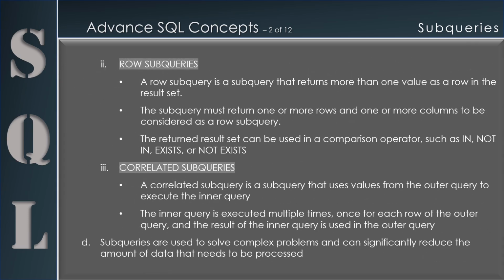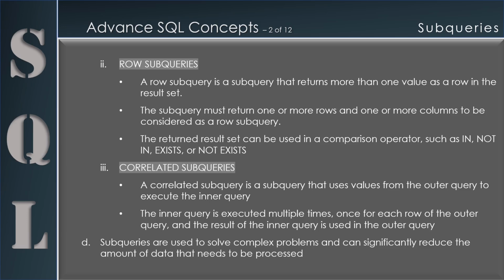The second type of subquery is the row subquery. A row subquery returns more than one value as a row in the result set. The subquery may return one or more rows or one or more columns. The return results can be used with comparison operators such as IN, NOT IN, EXISTS, or NOT EXISTS. These are much in use and depend greatly on how you want to build your logic.